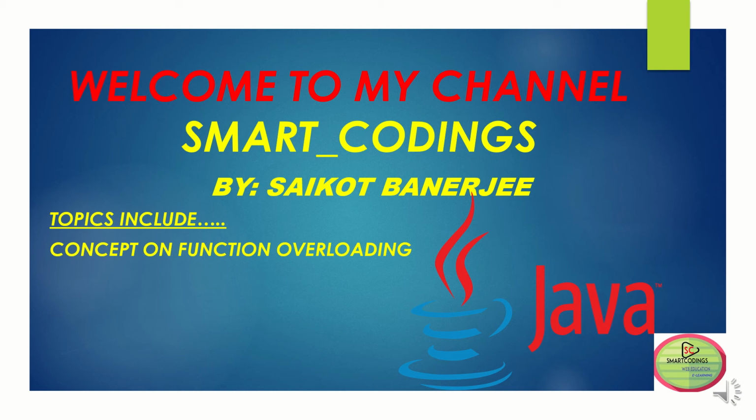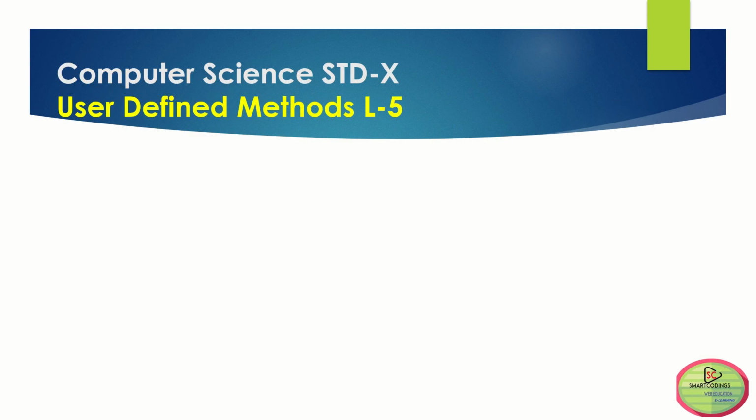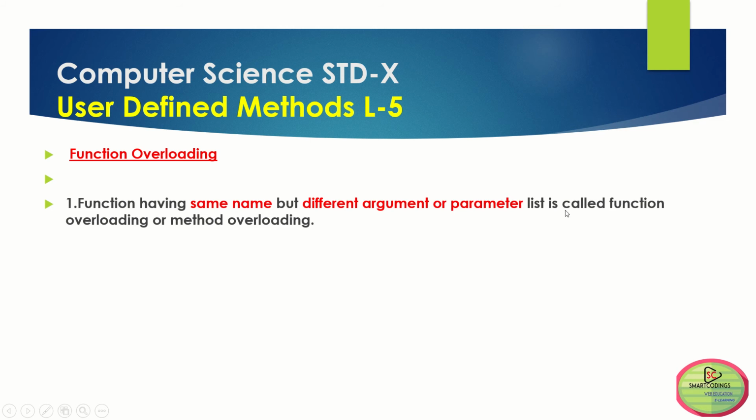So without wasting much time, let us start quickly. Function overloading basically means functions having the same name but different argument lists. As you can see in the definition on the screen, having the same name but different argument list is called function overloading or method overloading. These two keywords are highlighted mainly in red ink. Okay, so functions should have the same name but different argument list.